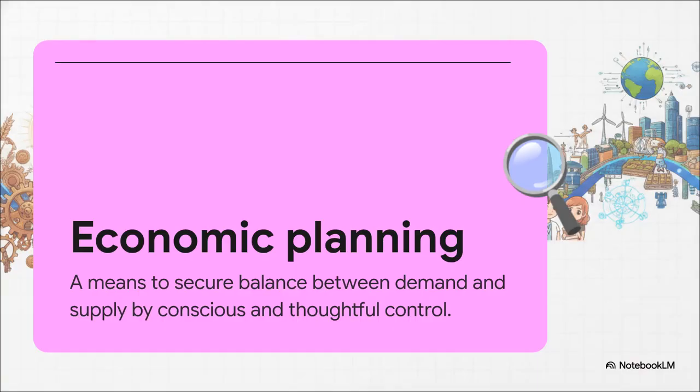Before we jump into the historical timeline, we really need to understand the basic mechanics that these architects were trying to manipulate. Basically, economic planning is all about conscious, thoughtful control to balance demand and supply. It's not just letting the market run wild, right? Planners have to look at what the country needs, the demand, and figure out how to match it with what the country can actually make, the supply. They do this by pulling the levers on either how goods are produced or how they're distributed among the population.